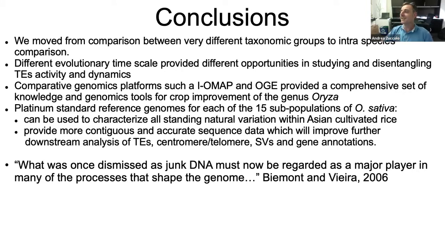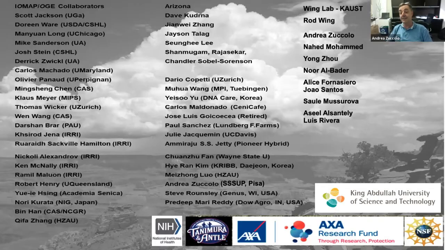However, consider that. And obviously, there is a huge number of people that we have to thank and acknowledge for their efforts: all the IOMAP and OGE collaborators listed here, all the people at the Arizona Genomics Institute listed here, the Wing Lab at KAUST, and clearly all the funding agencies that are listed here, and KAUST too. Thank you.